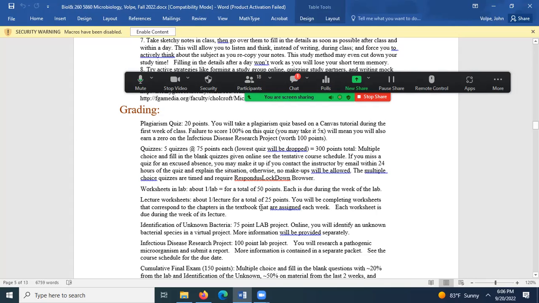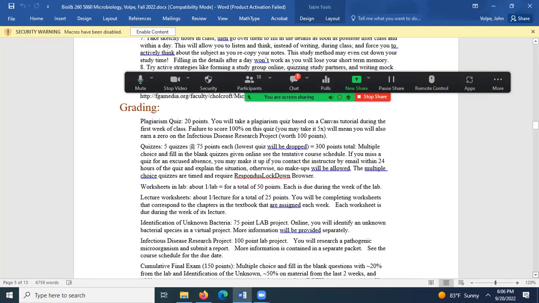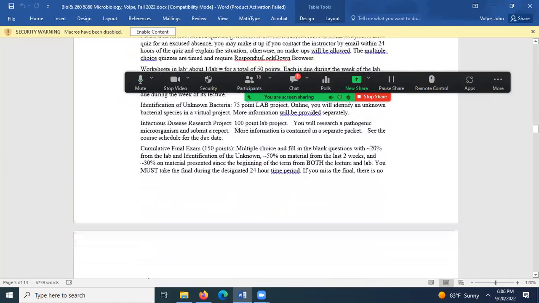There's the unknown bacteria project that's worth 75 points. There's the infectious disease project that's 100 points. Both of those are lab projects, so I'll talk about those more in the lab. There's the cumulative final exam for 150 points.